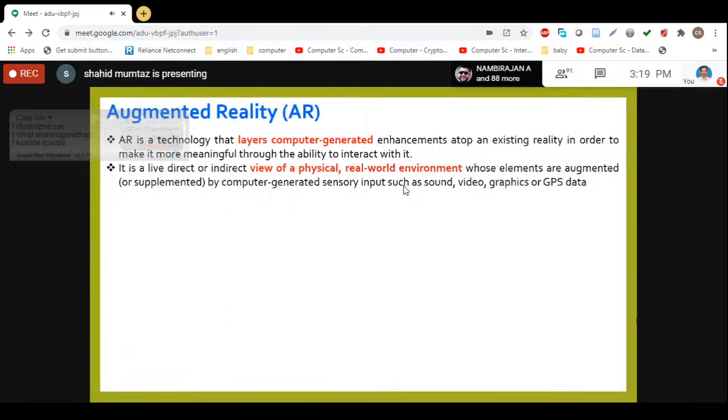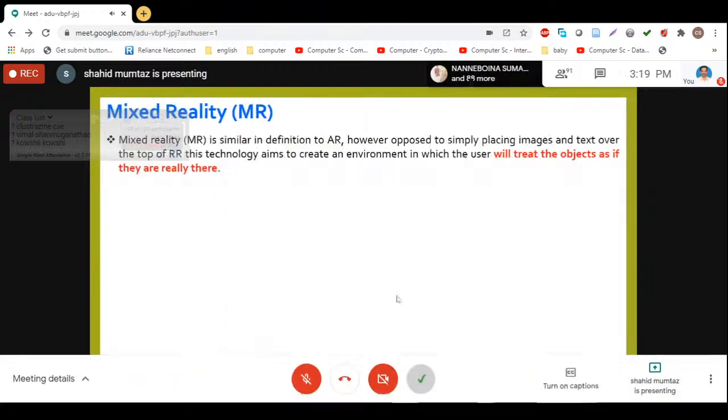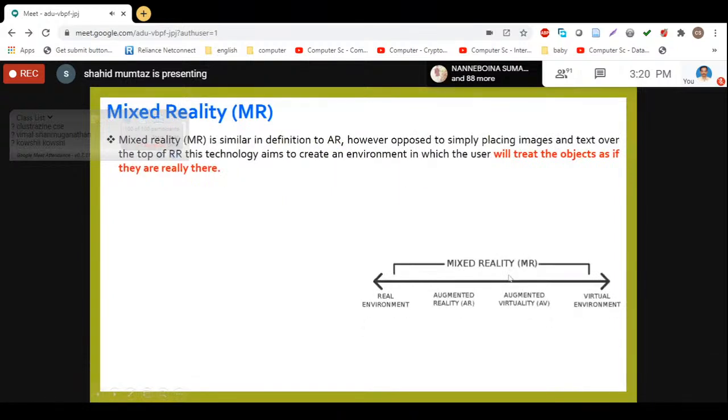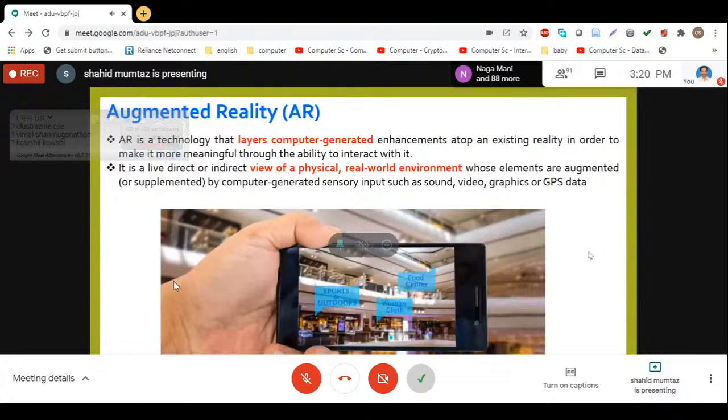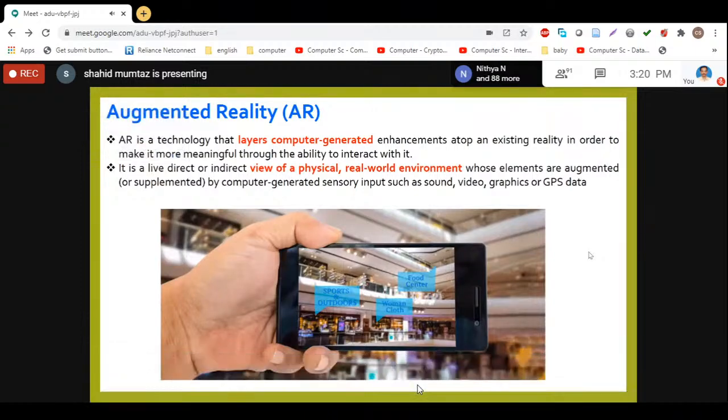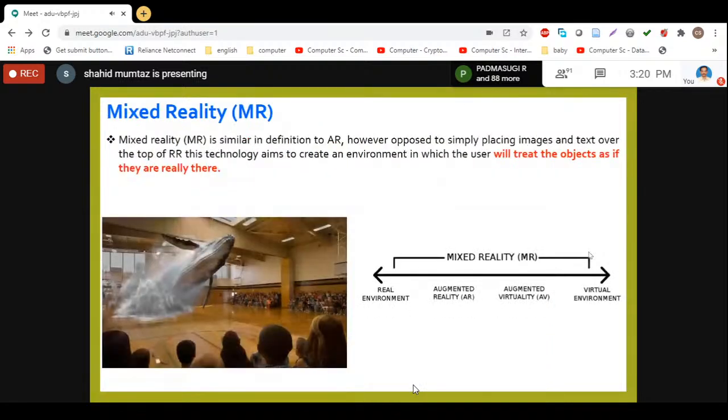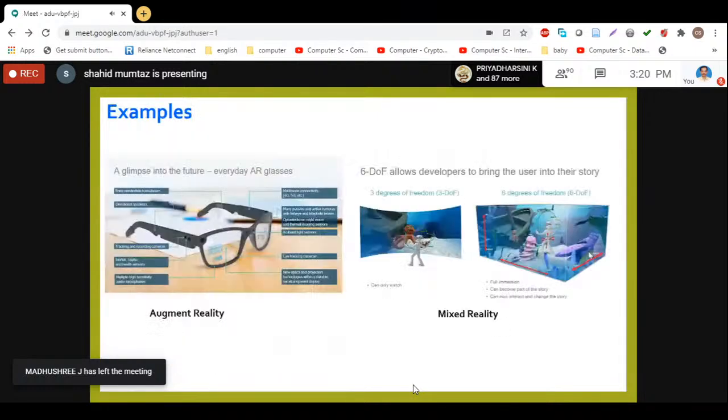Then augmented reality is also one of the things you can see, but most of the guys know about this. If you put your screen on top of any building, it will tell you the direction or the name of the shops where you want to go. That is augmented reality. And then you have mixed reality, where you feel you are a part of the picture, and you feel it is there. That all works under mixed reality.